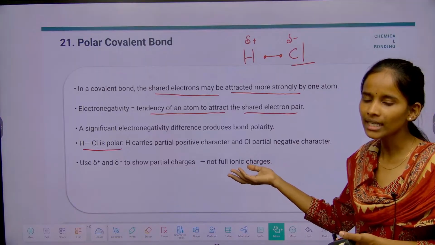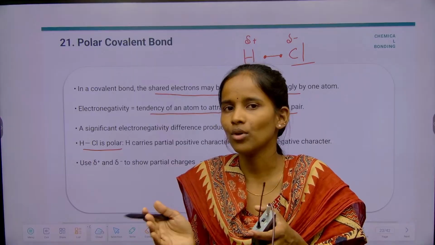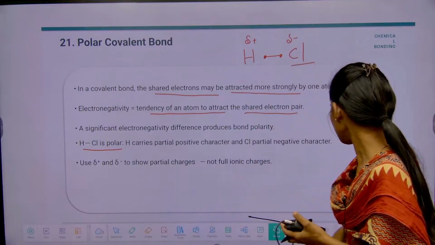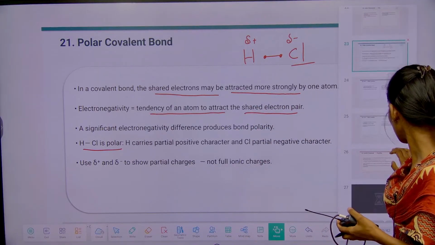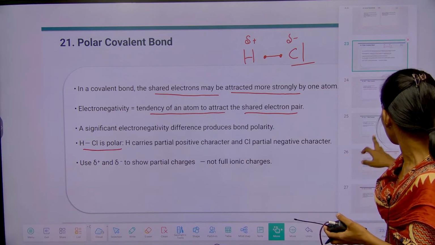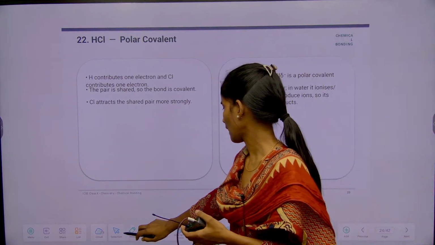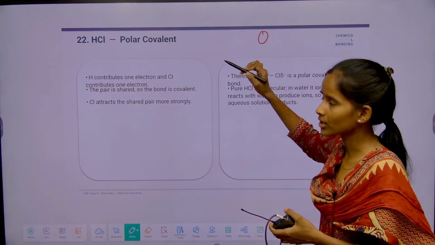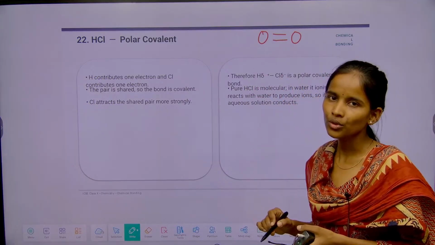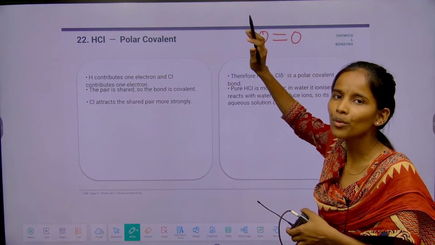Next, non-polar covalent bond means the two shared pairs of electrons are equally attracted between both the atoms. If you take the example of oxygen, oxygen gas, which we have just discussed, two oxygens are there, and between the two oxygens two covalent bonds are formed. These two covalent bonds we will call non-polar covalent bonds.